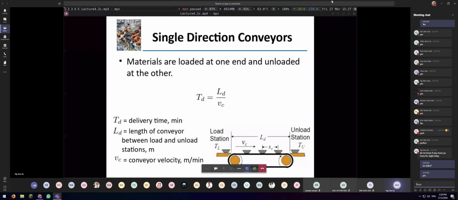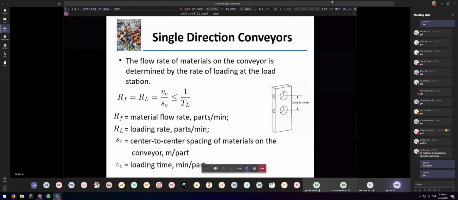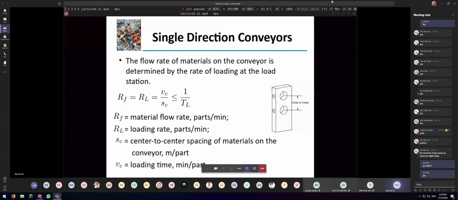How long does it take for the material to move along the conveyor? That depends on how far you have to travel. The further, the longer. This is quite simple. And the flow rate of the materials is determined as well by the rate of loading. So these things cannot be very different. So your flow rate is how much the materials can flow, and you have a loading rate. So that loading rate depends on how long it takes to load, your TL, and your center to center spacing of materials on the conveyor.